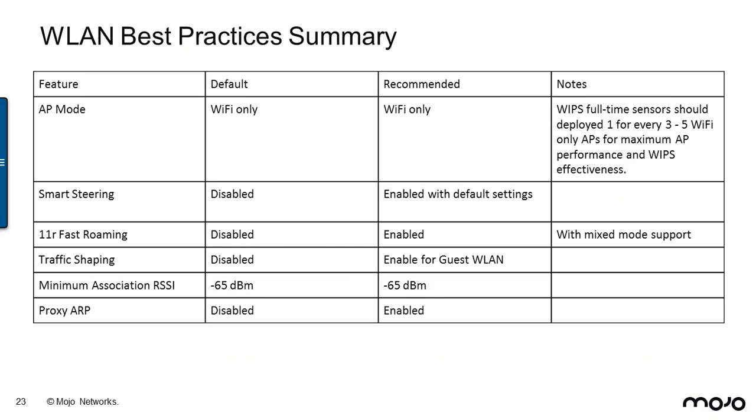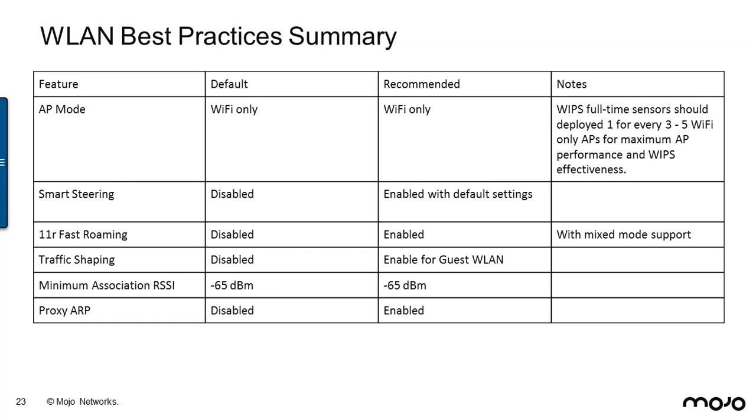By the way, with Mojo and 11R, a lot of people are worried about turning on 11R or fast roaming because they have clients that don't support it. But with our system, you can do mixed mode support. So if there are clients in your community and on your network that don't support 11R, not a problem. They're going to be able to associate. They won't be required to use fast roaming.